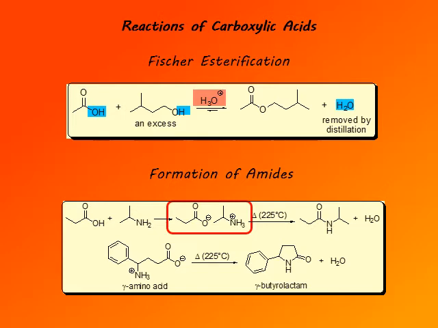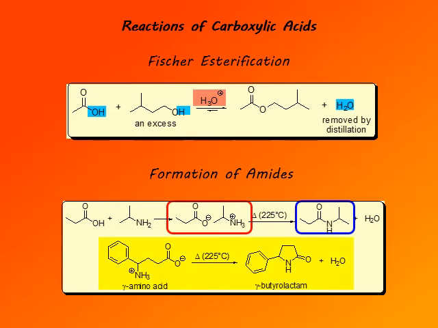Ammonium salt, upon heating, loses water to give a molecule of amide. Heating has to be to rather high temperature, 225 degrees Celsius. So we go from a compound that has an ionic bond, ammonium salt, to a compound that has a carbon-nitrogen covalent bond, shown here in blue. That's amide.